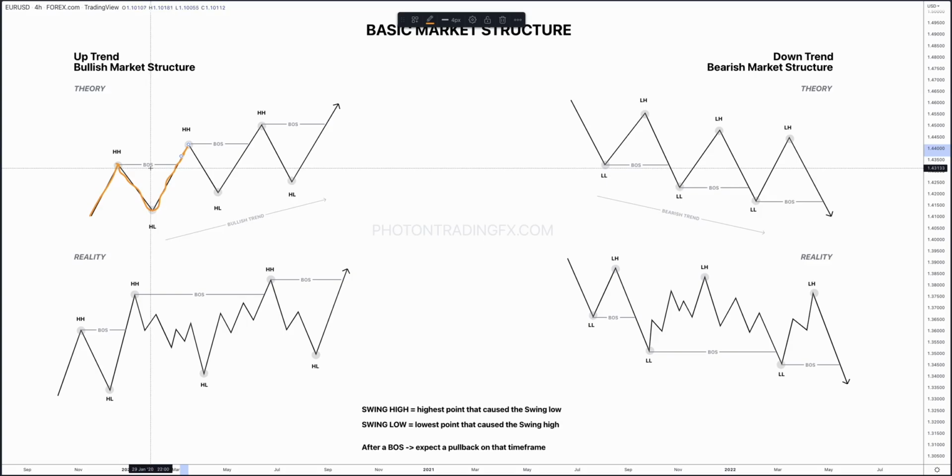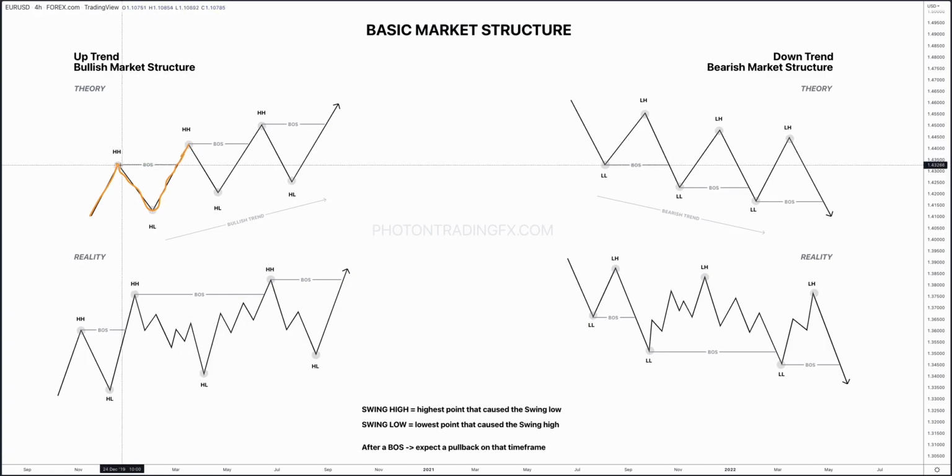Now, a BOS is simply, it stands for break of structure, okay? And that's what I said. What is structure? Structure is simply the highs and lows in a market. So in this instance, price initially moved up, it formed a higher high, price then pulled back, and then when we broke this high here, right? So we get a break of structure, a BOS, we then form a higher high, okay?